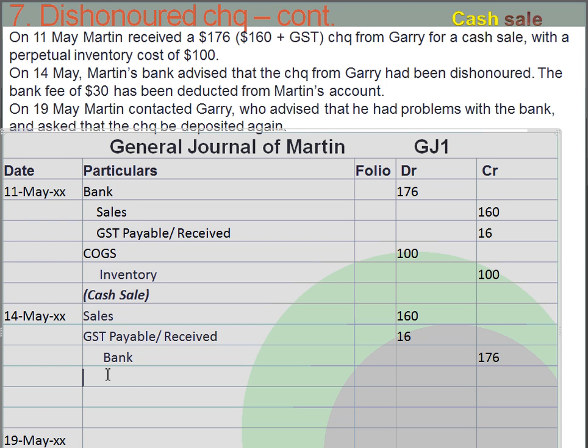In addition to this, the bank also bills us a fee. So I'm just going to put the quick description here. I'm going to say dishonor check as a description. I'm just going to abbreviate everything as much as I can. All right, and now let's account for the bank fee. So it's $30 deducted from Martin's account. So cash is definitely affected and Martin is losing cash. So we need to credit bank $30.